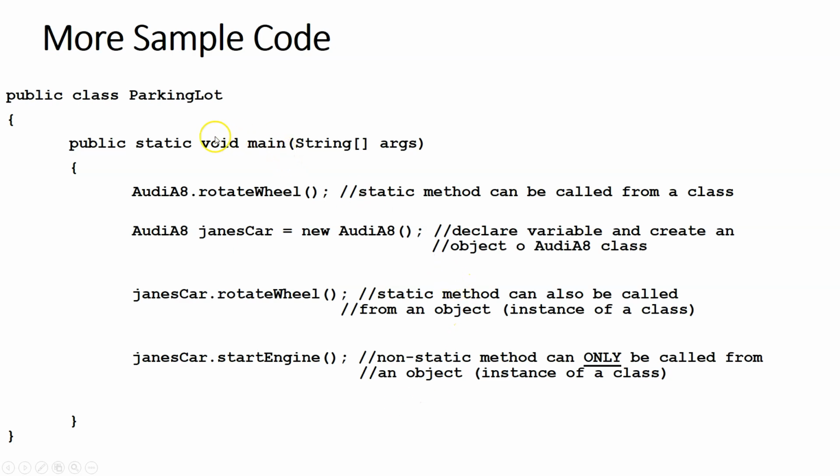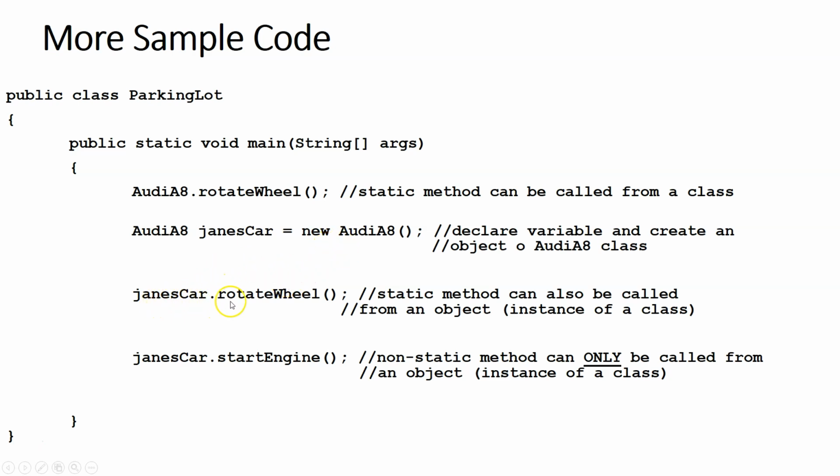Alright, here's some more sample code about how we might use the Audi A8 class. So we've got our main method. Here, I'm calling rotateWheel. I'm calling it from the class. This is legal to do because rotateWheel is a static method. Here, I'm declaring a new variable called janesCar. The variable is of type Audi A8, and we're creating a new object, and janesCar has a pointer pointing at that new object.